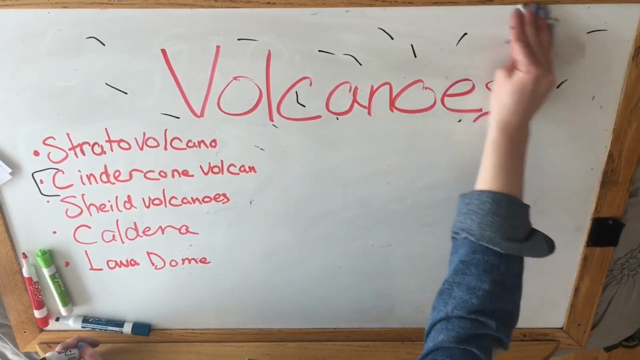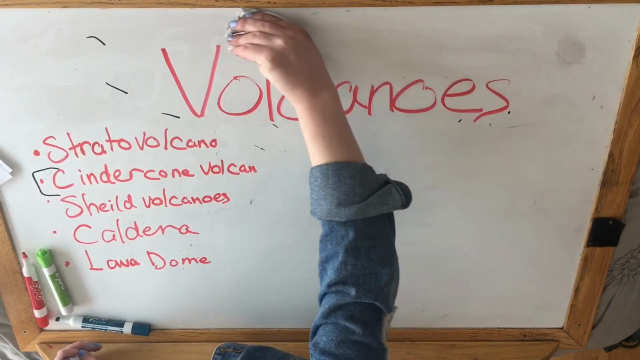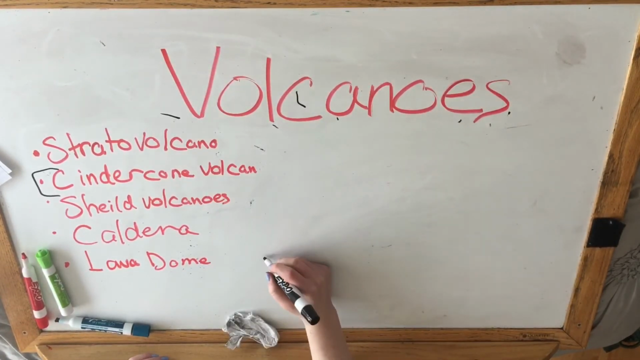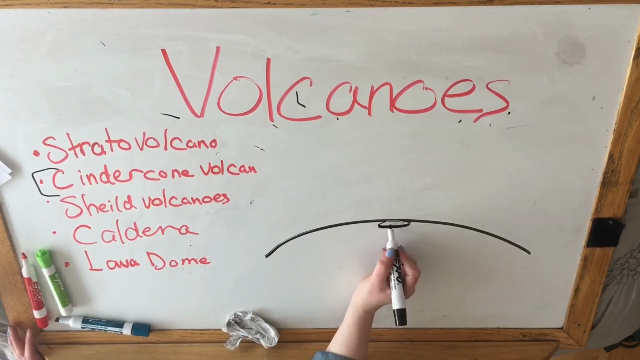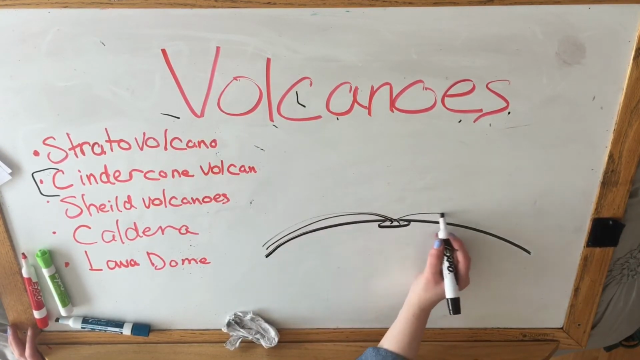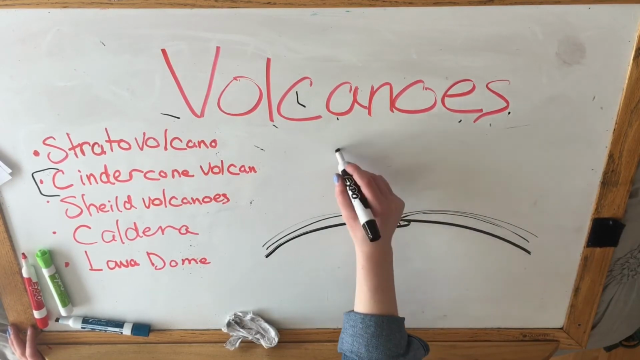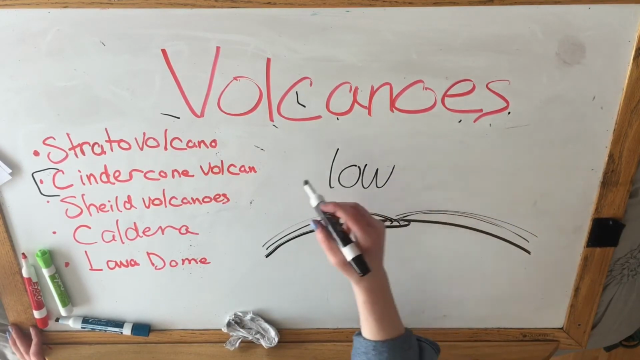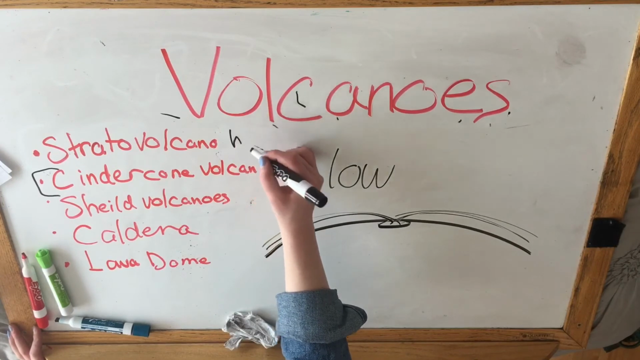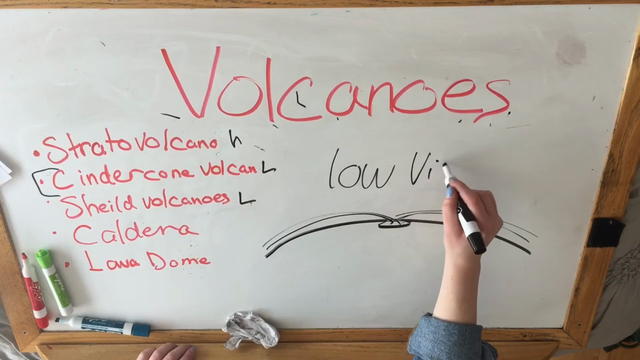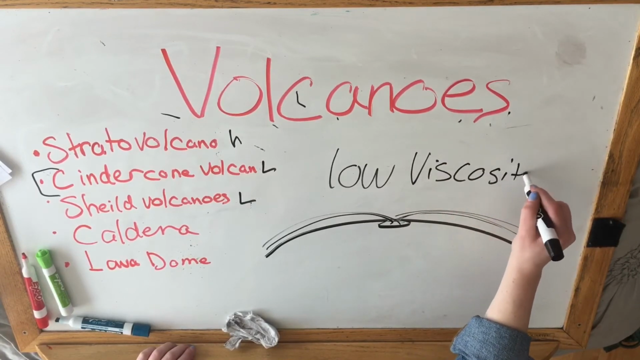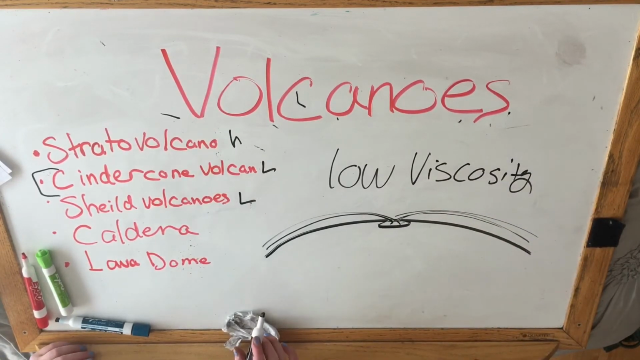A shield volcano looks like a shield, obviously. I mean, it got its name from there. It's kind of like a dome shape like this, and you've got your little opening here. This lava also has a low viscosity, so it just kind of runs out like this. It's a nice low viscosity lava. So this is a high viscosity, this is a low viscosity, and this is a low viscosity. Some characteristics are that it is runny lava, obviously.